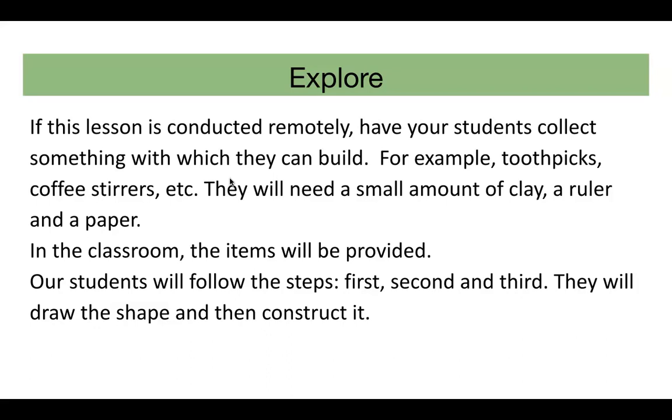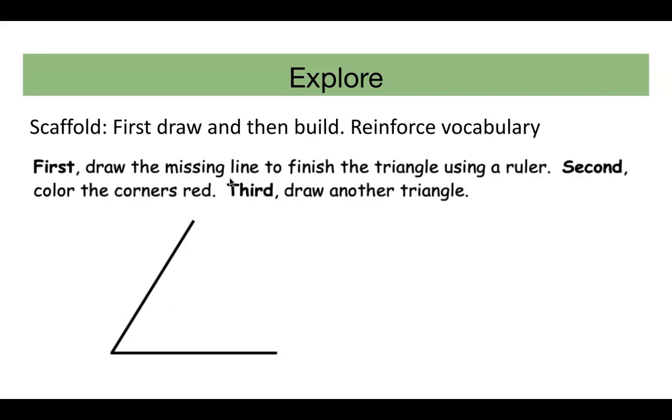And our students will follow the steps as we instruct, first, second, and third. They are going to draw the shape with some scaffolding, and then they will construct it. So the scaffolding is first drawing it and then building it, and reinforcing the vocabulary is always important. You can start by giving them two lines, two sides of a triangle, and asking them to draw the missing line with a ruler to finish the triangle. Second, have them color the corners red. And third, draw another triangle right next to it.